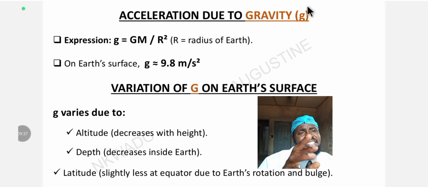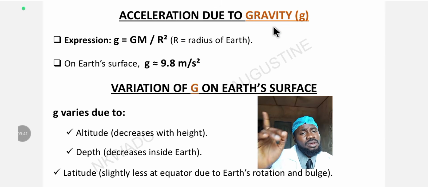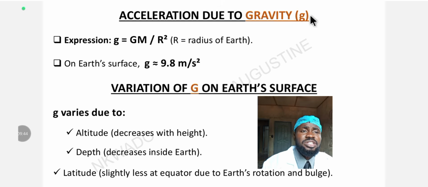Acceleration due to gravity, small letter g. Remember the bigger one is gravitational force, but this one, acceleration due to gravity, is small letter g. Take note of the color codings. What is the expression of acceleration due to gravity? It's expressed as g = GM/R², where M is the mass of the body and R is the radius of the Earth. So acceleration due to gravity, g, is equal to GM over R squared.